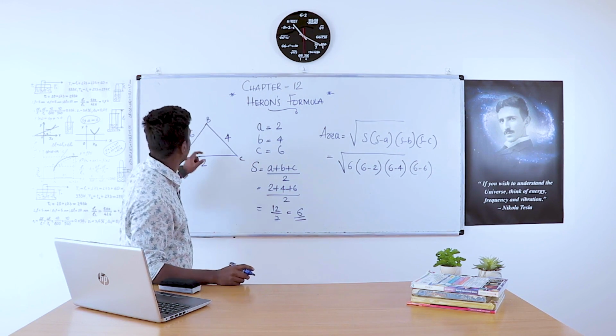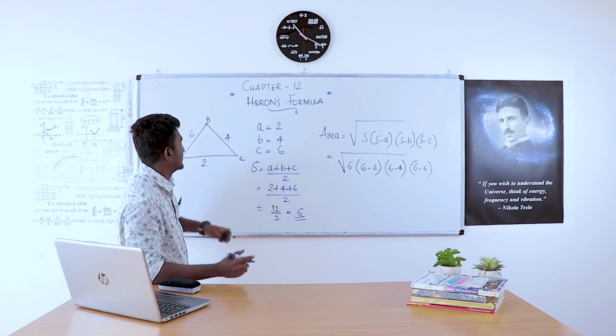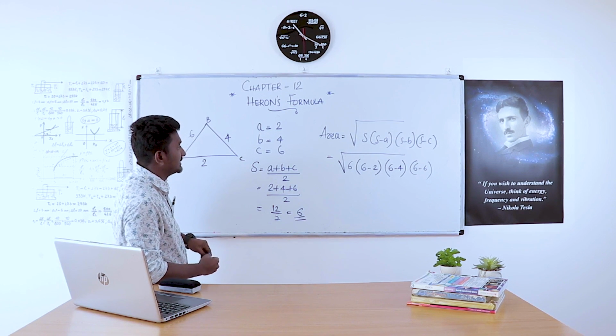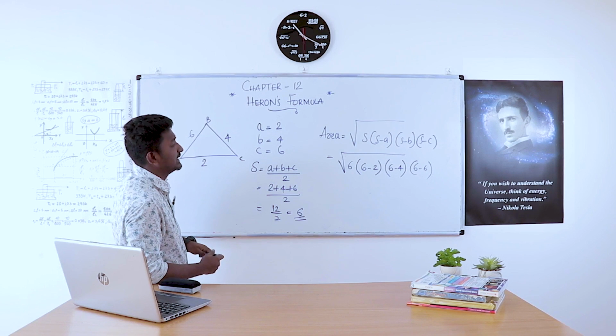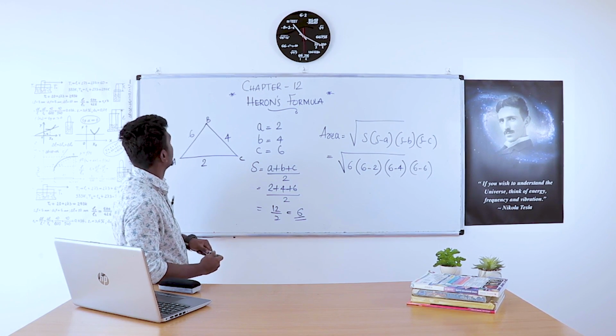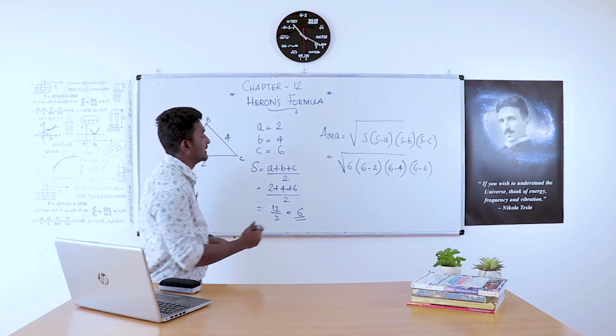So what will happen? 6 plus 4, 10, 10 plus 2, 12. 12 divided by 2, it is 6. What's the third term? It is 6 minus 6, that is 0. So the whole answer becomes 0.